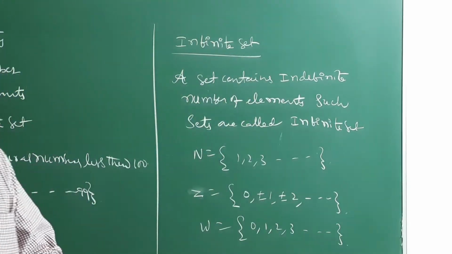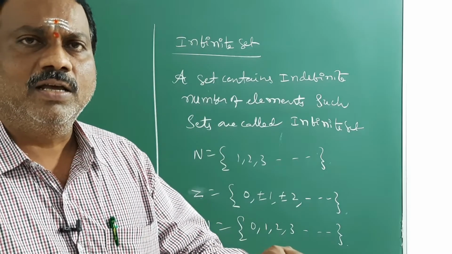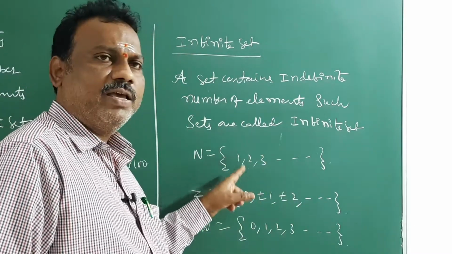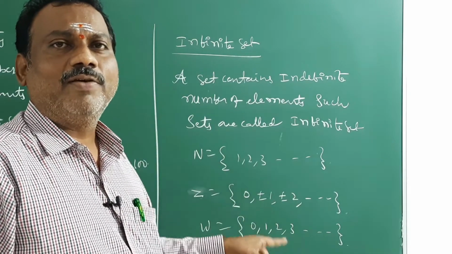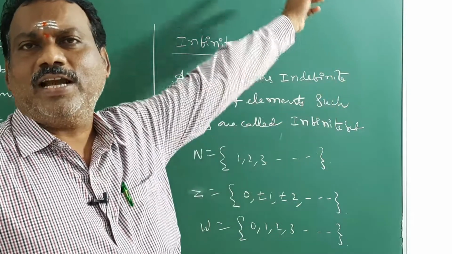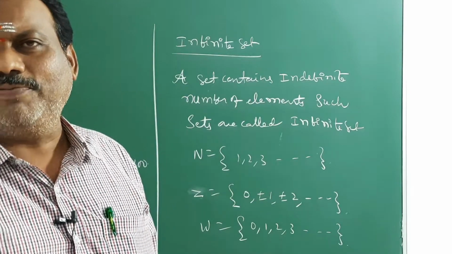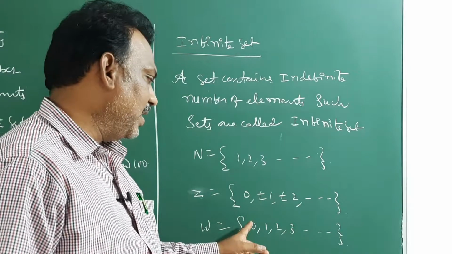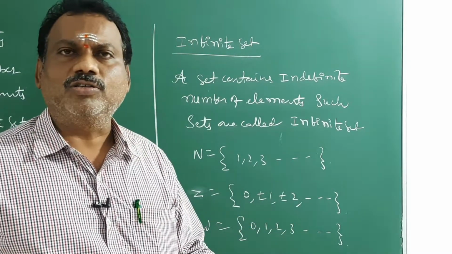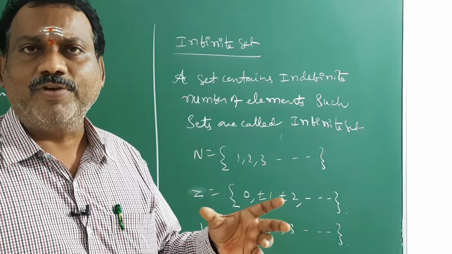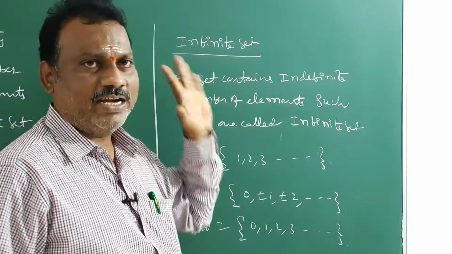So we don't know how many elements are there. We know the starting element, only that 1. Here the starting element we also don't know. Why? Because we have minus 1, minus 2, minus 3 and so on, minus infinite, plus 1, plus 2, plus 3 and so on, plus infinite. 0 is in the middle. In the whole numbers, the starting element is 0, but the ending element we don't know. So infinite number of elements. We don't have the definite number. That's why it is called an infinite set.